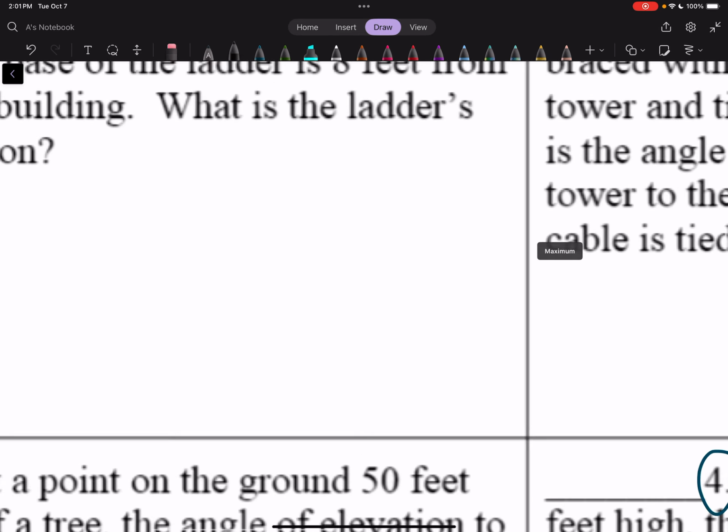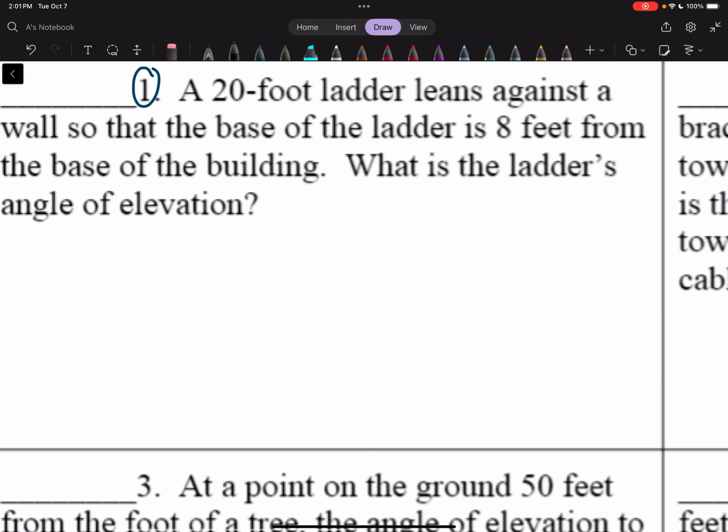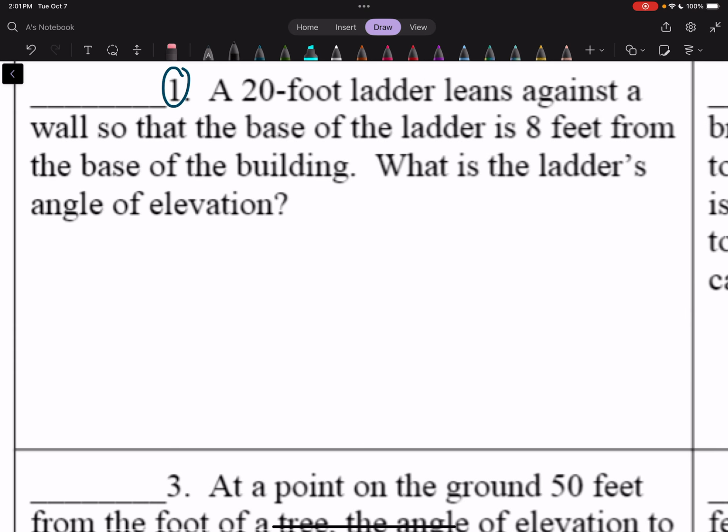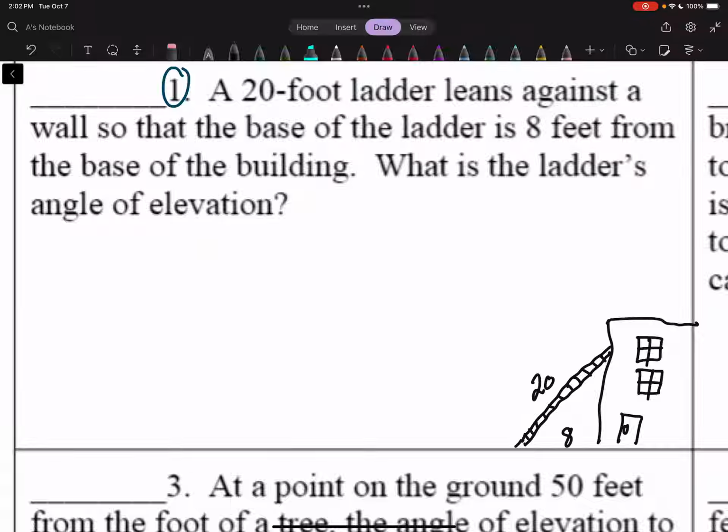Number one. A 20-foot ladder leans against a wall so that the base of the ladder is 8 feet from the base of the building. So I have a building, and I have a ladder leaning against it. It says it is 20 foot long and it is 8 feet away. What is the ladder's angle of elevation? It's asking me about this angle.